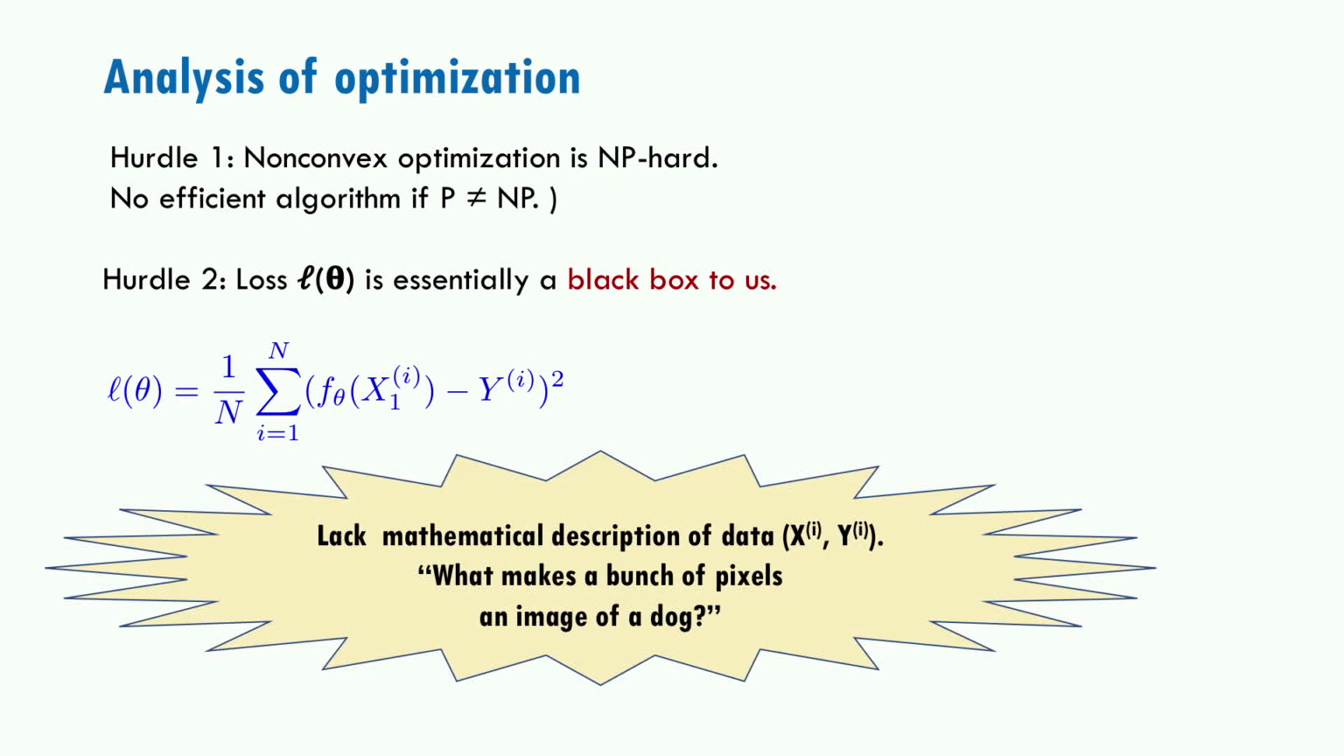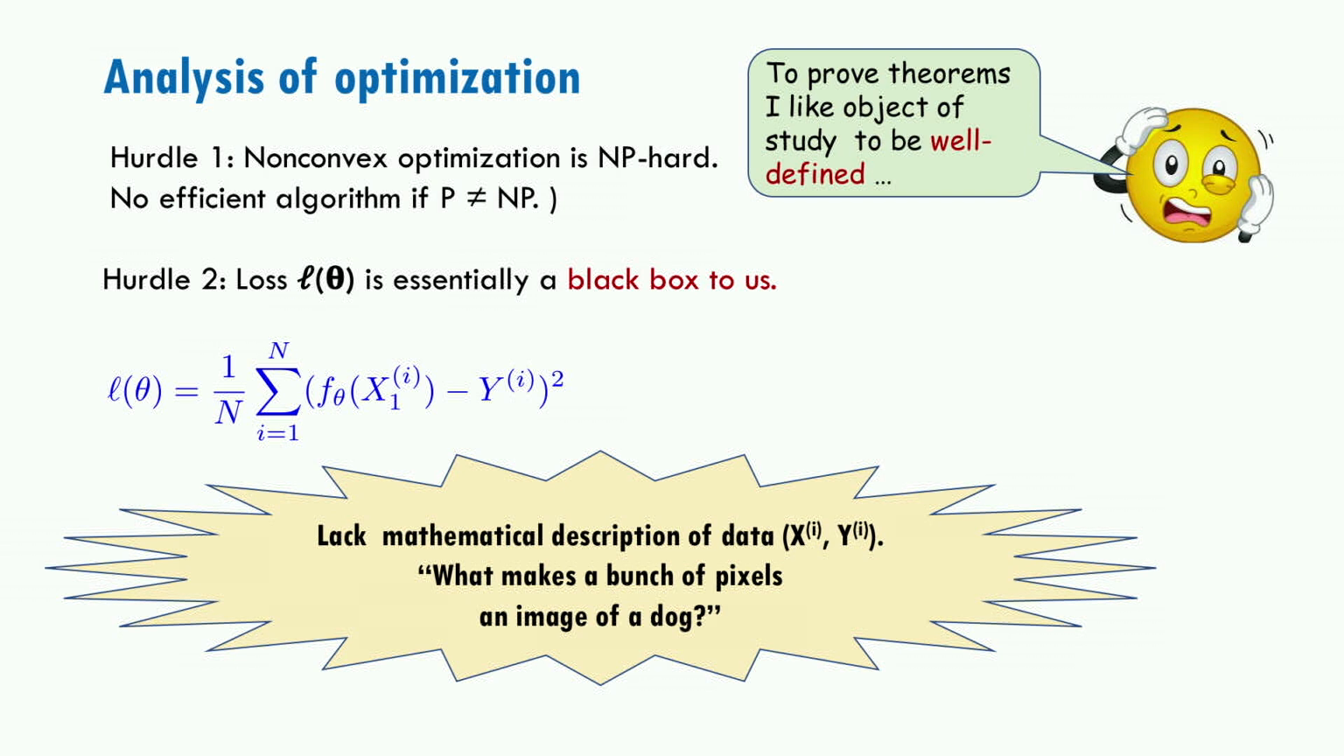The black box is that we don't have a good mathematical description of the data x, y. Because what makes a bunch of pixels an image of a dog versus an image of a cat? There's no simple mathematical model of that. So these are unknown things in our cost function. If you want to prove a theorem about some mathematical object, you at least want that object to be well defined. And we don't even know a definition of what makes an image of a dog versus a cat.